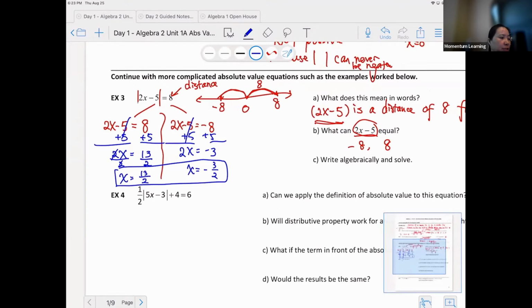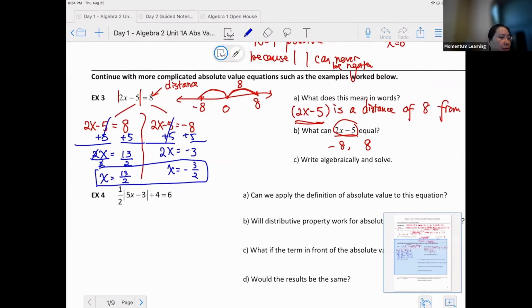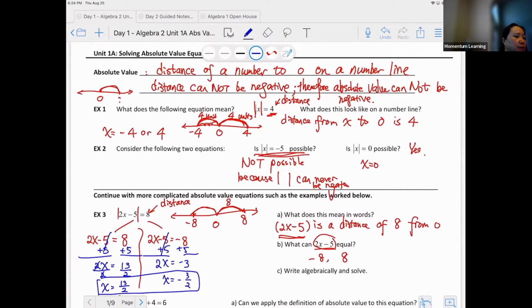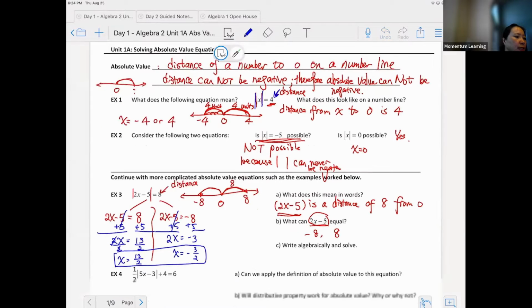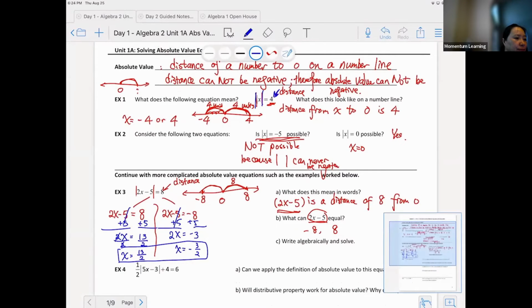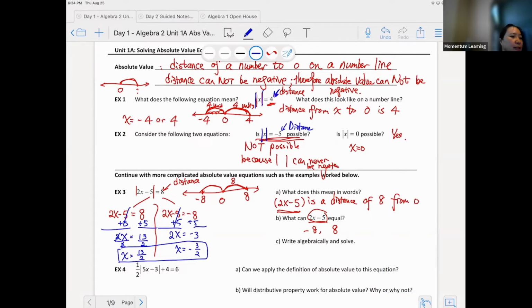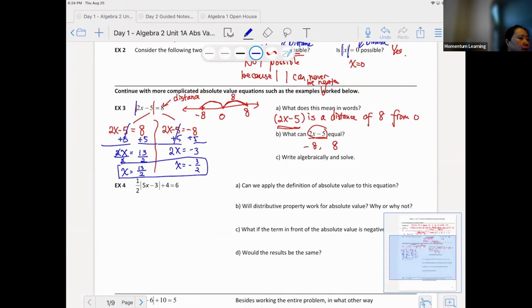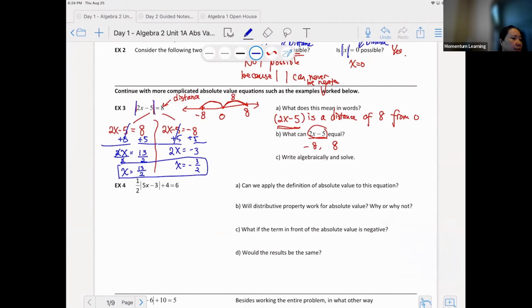Before I move on to example 4, I will just quickly review. The definition: absolute value equals the distance. When you have the absolute value, that's the distance. Distance cannot be negative. Distance is okay to be 0. In example 3, the absolute value was 8, and then you have 8 as the distance.